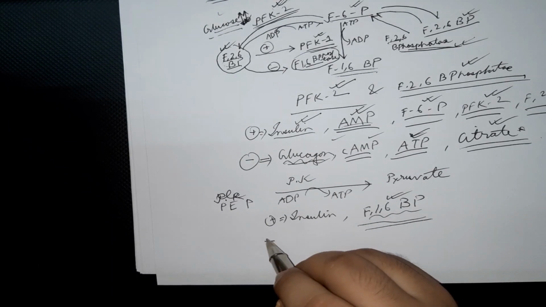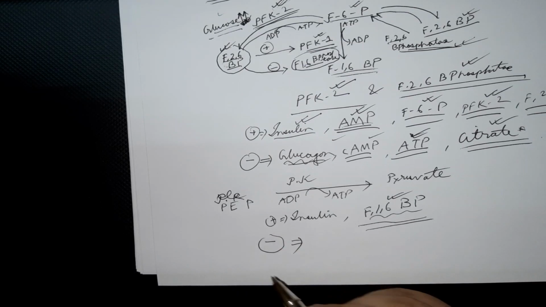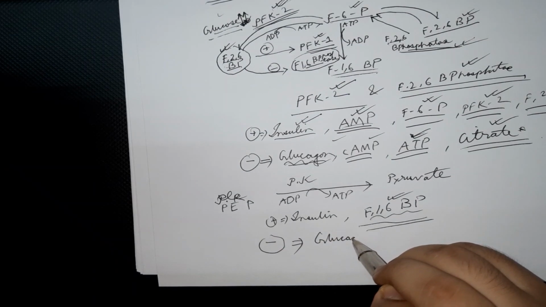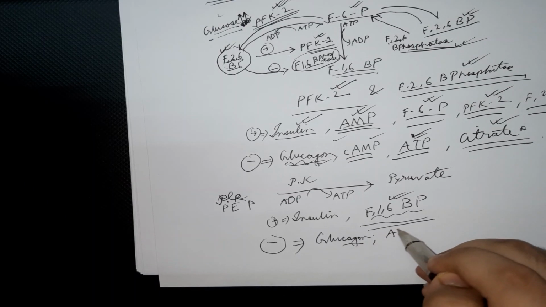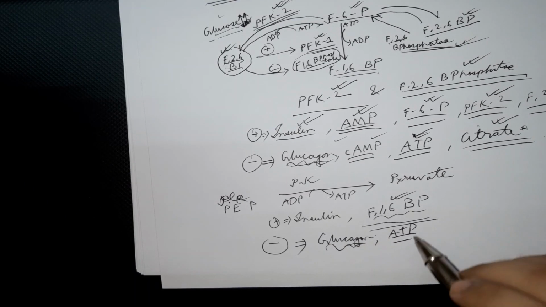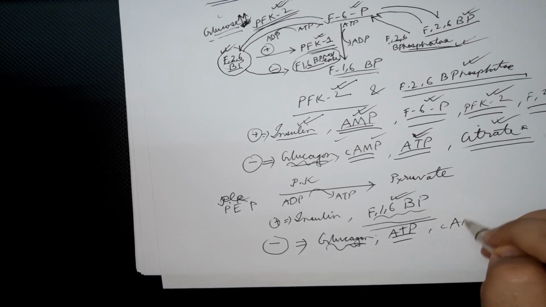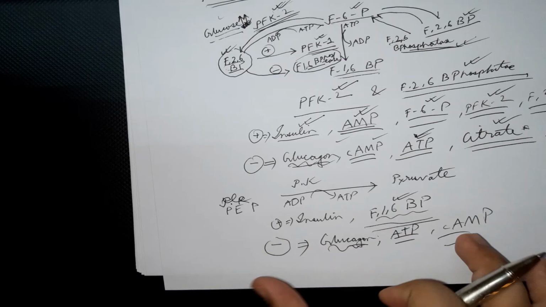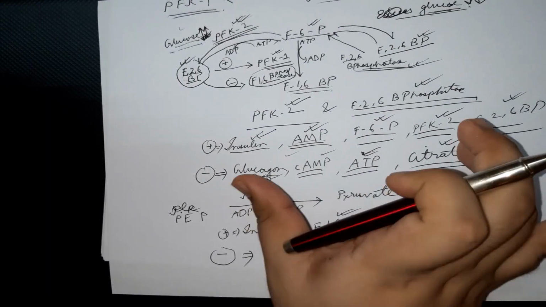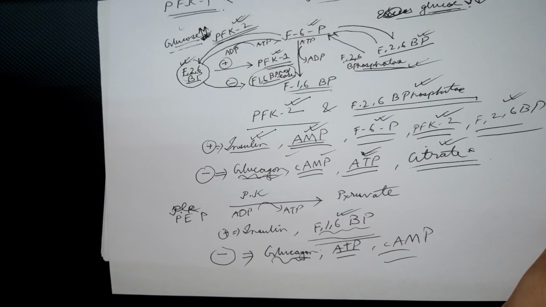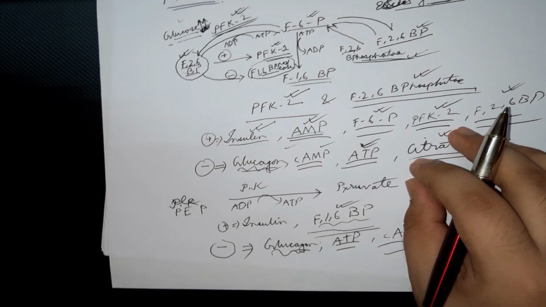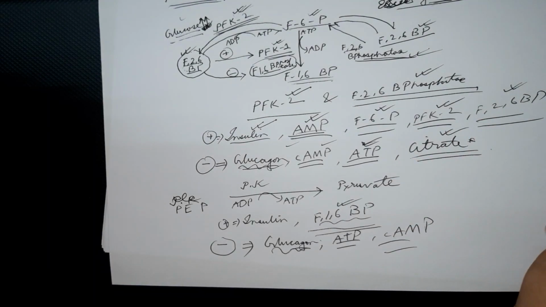Now, what about the negative effectors? Negative is obviously again glucagon, right? ATP, see, these are the typical inhibitors, and cyclic AMP. So all three are recurring. In the previous step also we had seen them. Done. So that, I would say, completes the regulation, and that actually completes glycolysis as a whole.